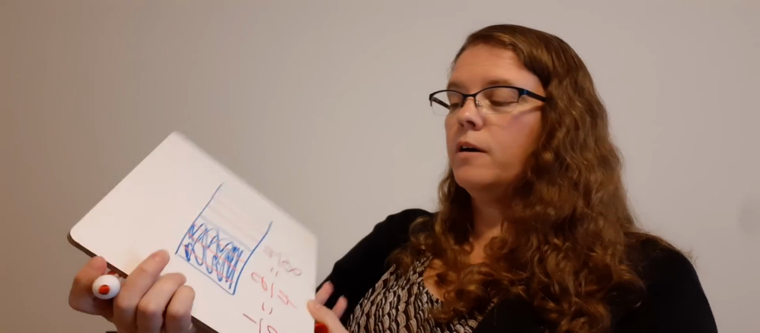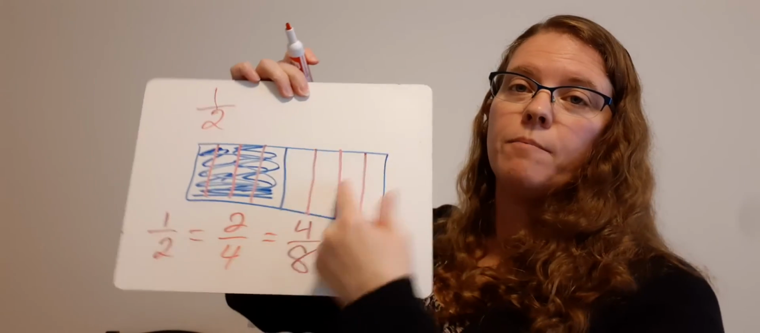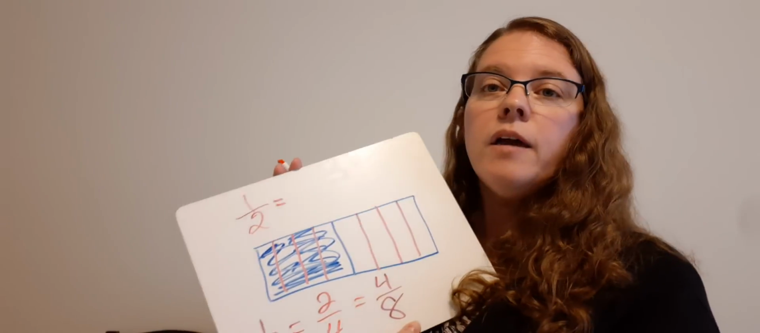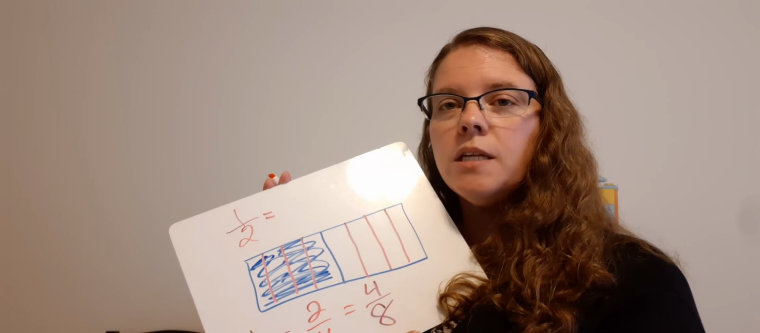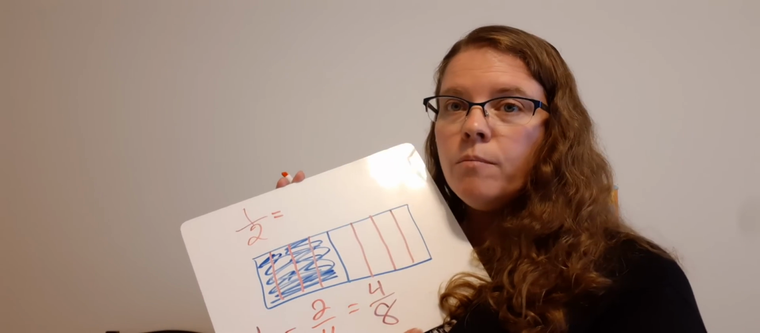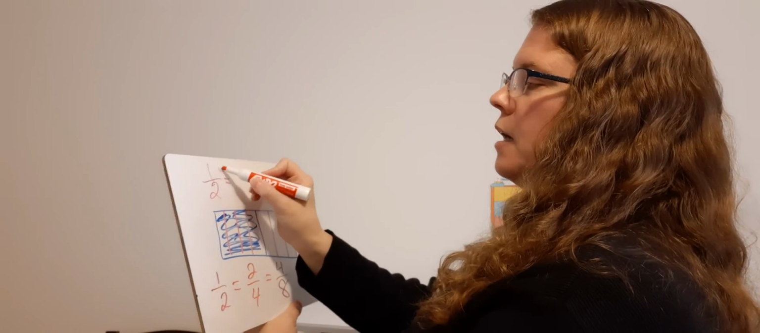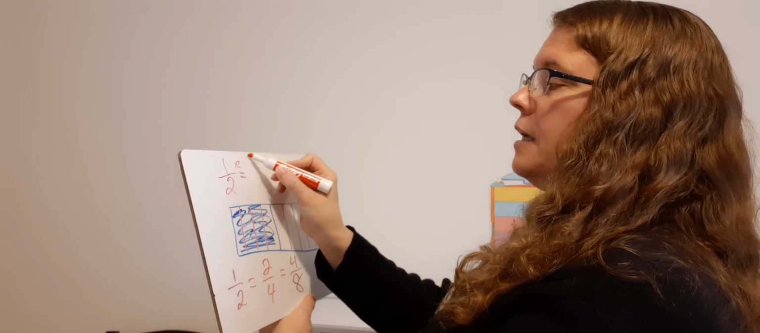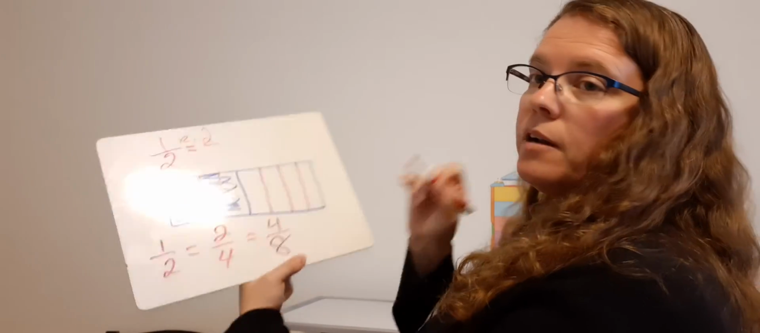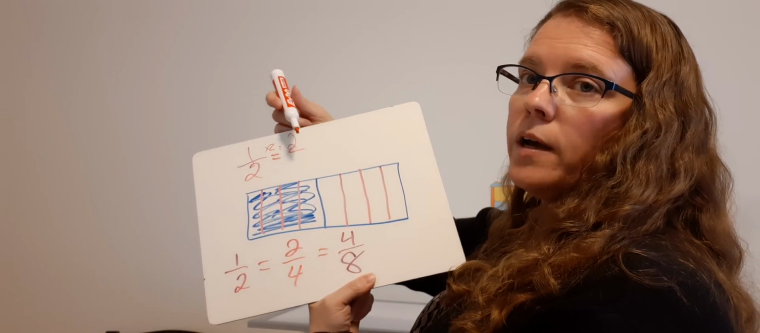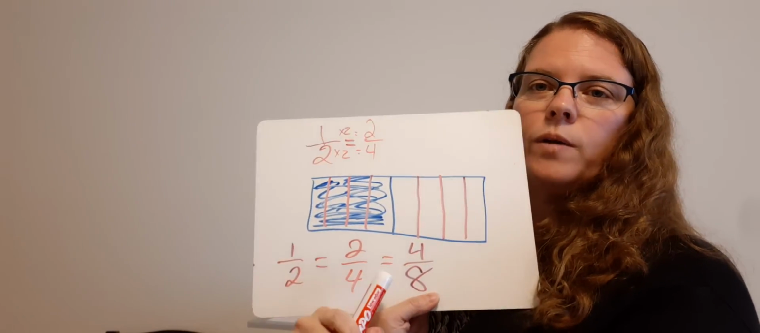Okay, and remember, what if I didn't have that picture, that model to help me? I could multiply my numerator and my denominator by the same number. Remember, it always has to be the same number. So if I did 1 times 2, that gives me 2. But if I multiply my numerator by 2, I got to multiply my denominator by 2 as well. And that equals 4, 2/4. Look, that's what we got down here.